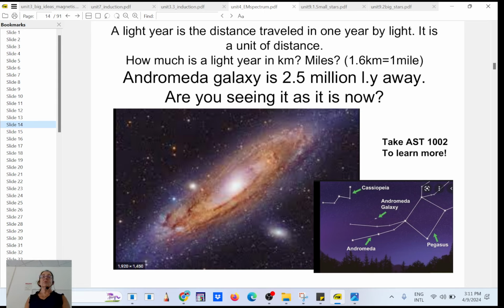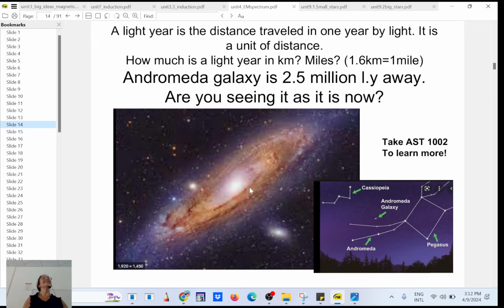So we have a unit for distance, which is called the light year. The Andromeda galaxy is 2.5 million light years away. It means it takes 2.5 million years for light from the Andromeda galaxy to reach us. So do you see the Andromeda galaxy like it is now or like it was 2.5 million years ago?